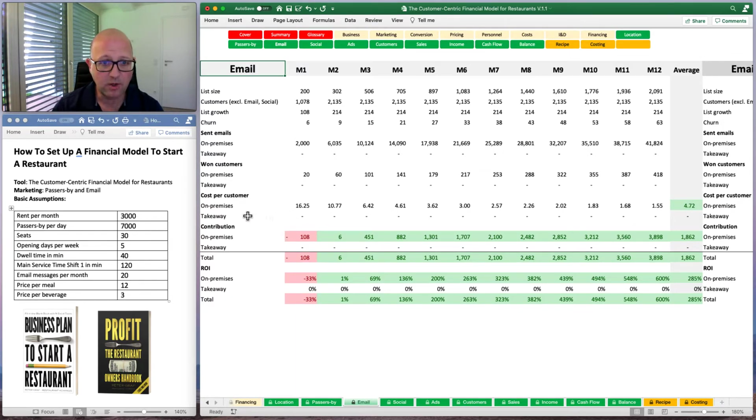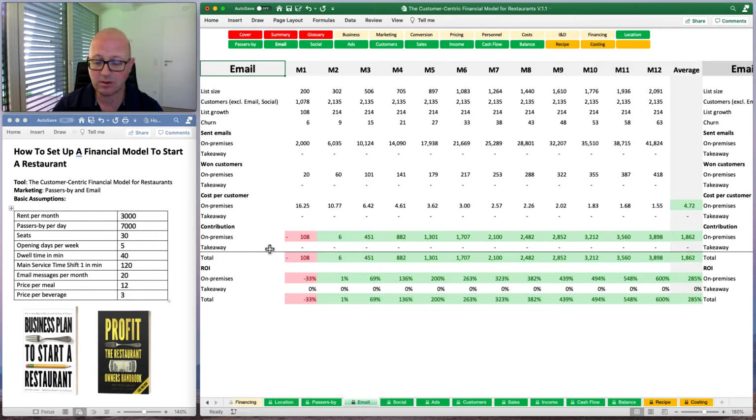And the cost for one customer on premises at the beginning, as long as your list is small, with 200 participants, is $16 to get one customer into your restaurant. As the list grows and becomes more and more effective, the cost per customer falls. So you see, in month 12, you only pay $1.55 for one customer instead of $16 at the beginning.